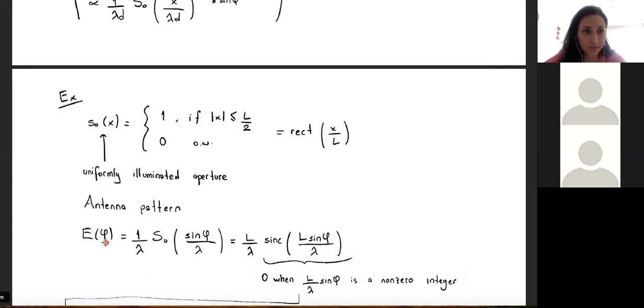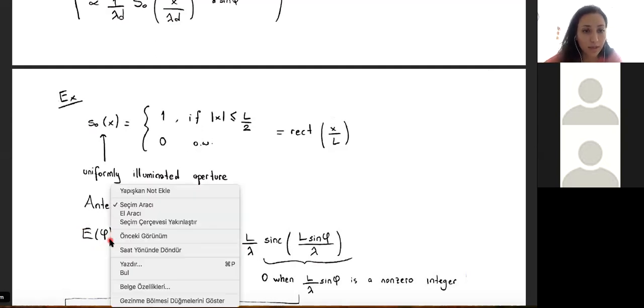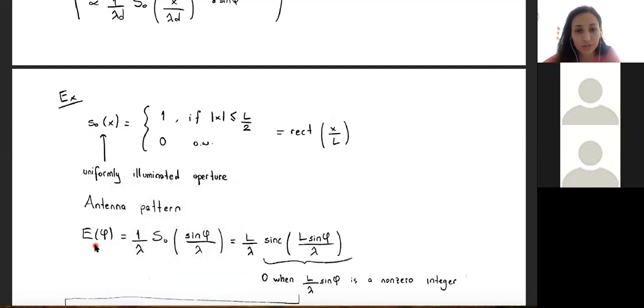Let's visualize this antenna pattern. This is visualizing this function in a way that is different from what you are probably used to, because you're trying to visualize a function that is a function of an angle phi. I want to visualize this function as a function of angle phi, how it will look in terms of the angle change.